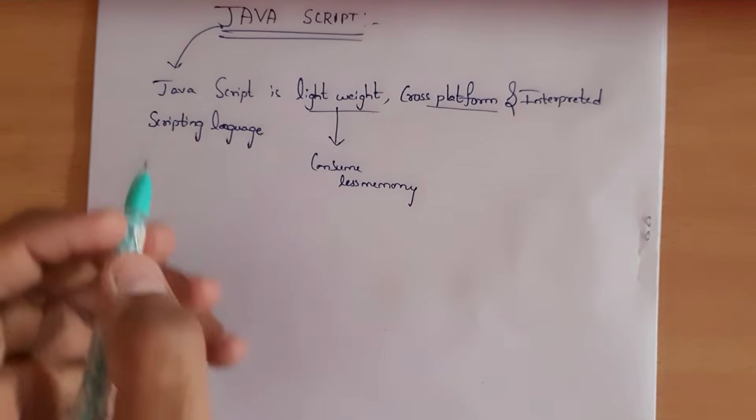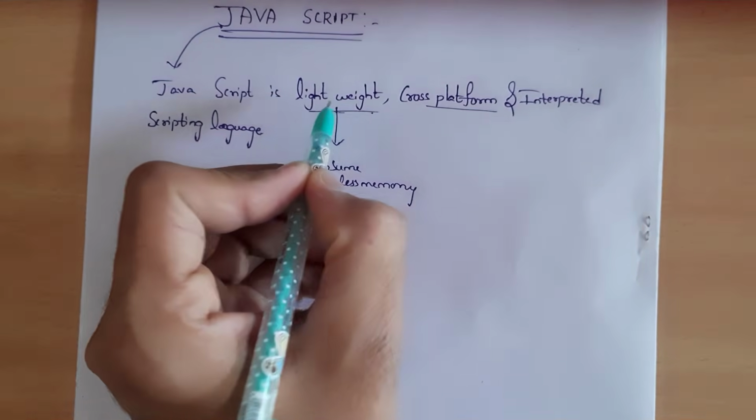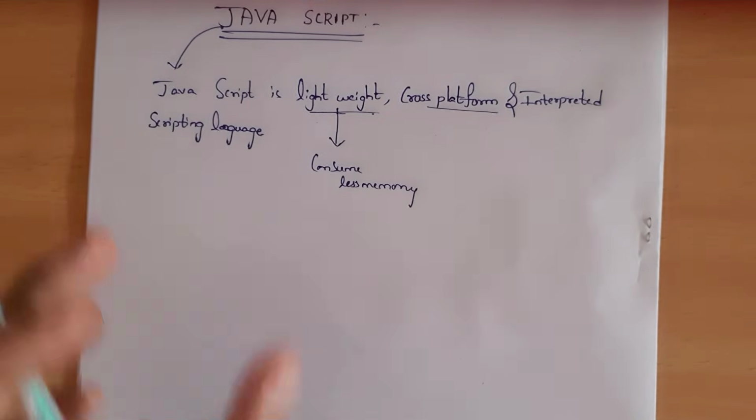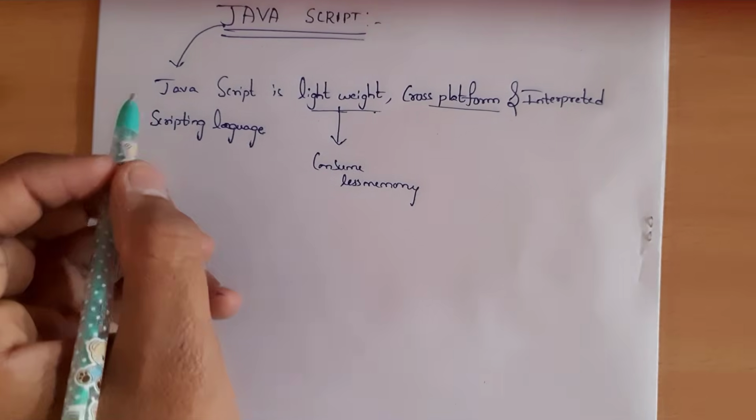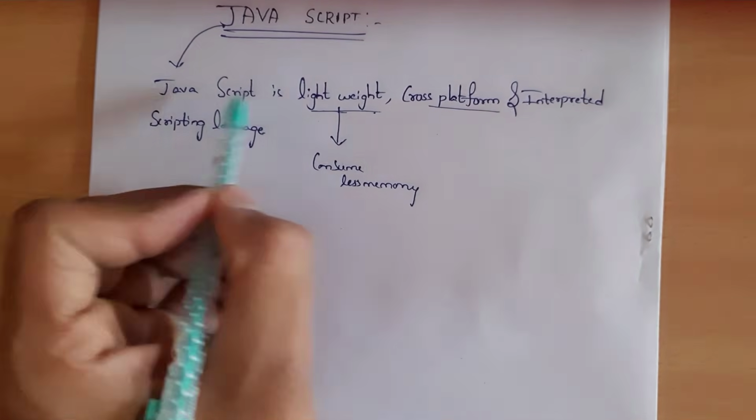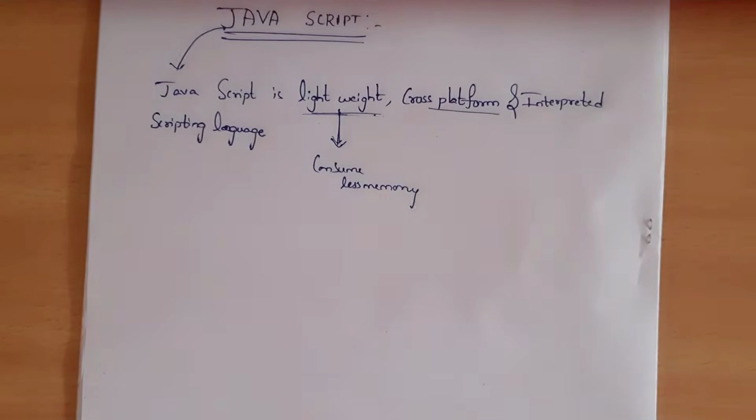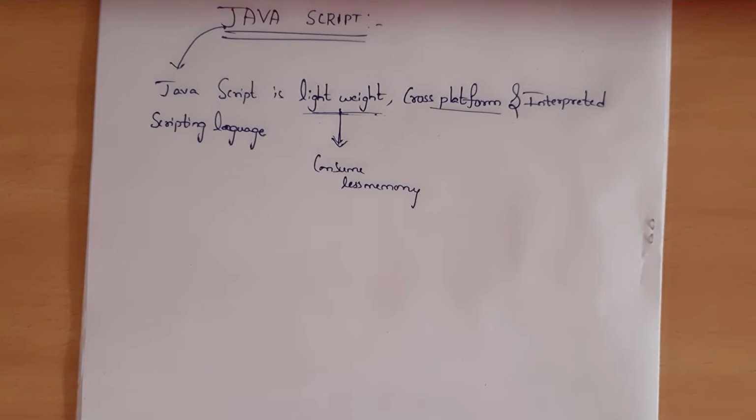At first, I will explain introduction to JavaScript. The definition of JavaScript is: lightweight, cross-platform and interpreted scripting language. This is the definition of JavaScript. The meaning of this definition is, JavaScript is lightweight. Lightweight means JavaScript consumes very less memory. This is the meaning of lightweight.